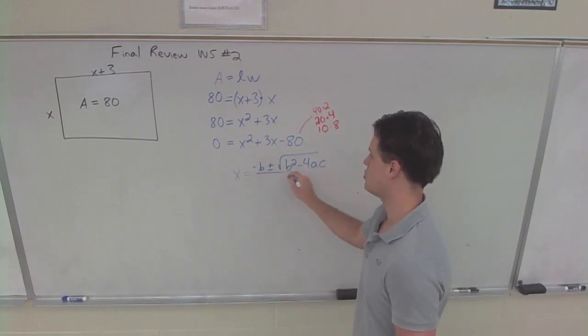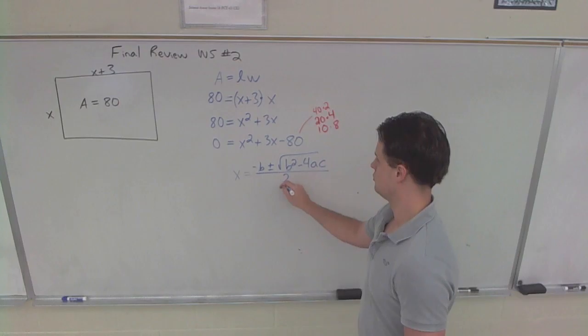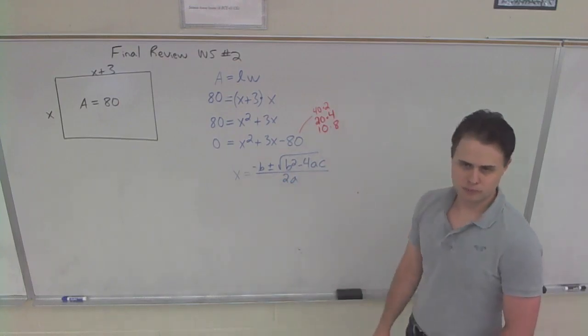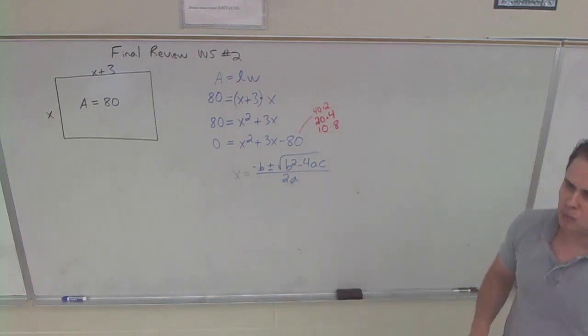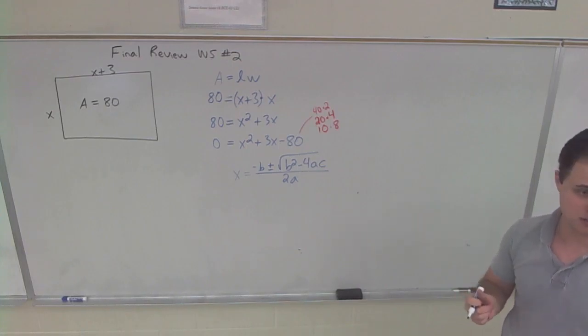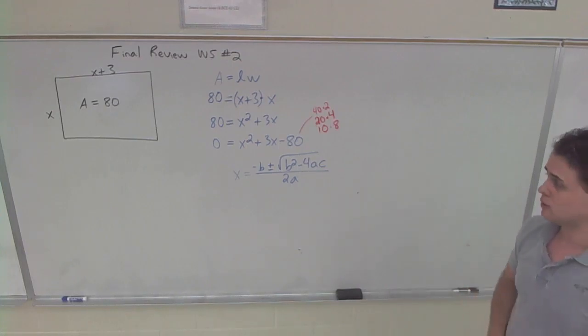There's an a, there's a c, and it's all over 2a. Great. Now, if you don't have that totally memorized yet, that's okay. By Algebra 2, though, you got to have it memorized. You got to be able to just pull it out. You know what I mean? Otherwise, you're going to be spending way more time than you should.